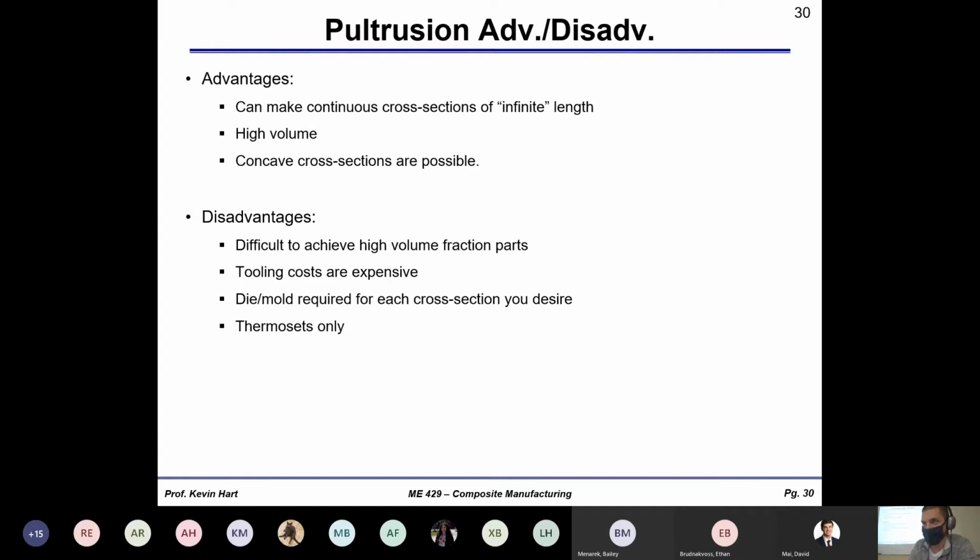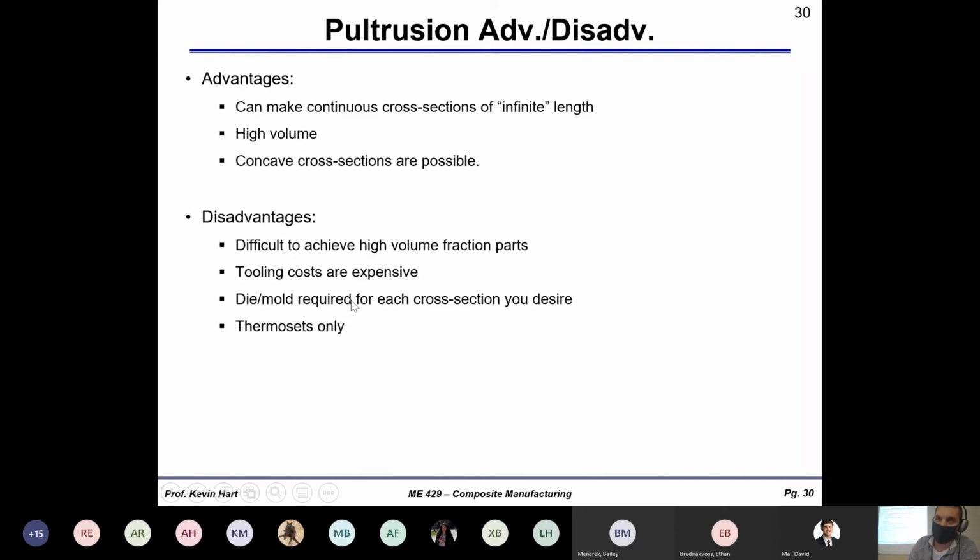Tooling is very expensive, so you've got to buy this pultrusion machine. All right, you've got the cat track that's expensive. This whole production line is probably $1 million if you're talking about producing this from the ground up. All right, tooling costs are expensive. A die mold is required for each cross section that you use.